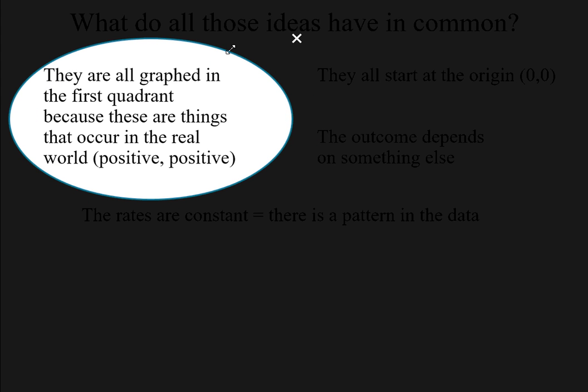They're all graphed in the first quadrant because these are things that occur in the real world. Okay. We know that amounts of money is positive. We know days are positive. We know production is positive. These things are all positive relationships. So in a 4-quadrant graph, we're only going to see the first quadrant.